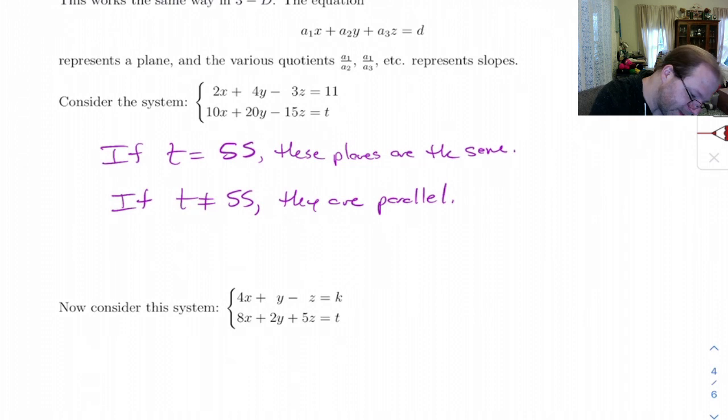All right, what about down here? Let's look at this next one. We've got these two planes. Now, this one, if I start over here, to go from 4 to 8, we have to multiply by 2. And then to go from y to 2y, we again have to multiply by 2. But to go from negative z to 5z, we'd have to multiply by negative 5. So these things over here are not multiples of each other.